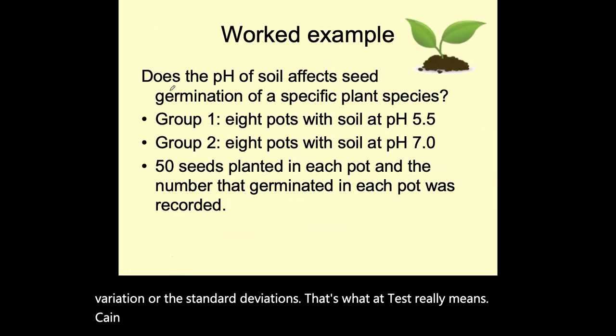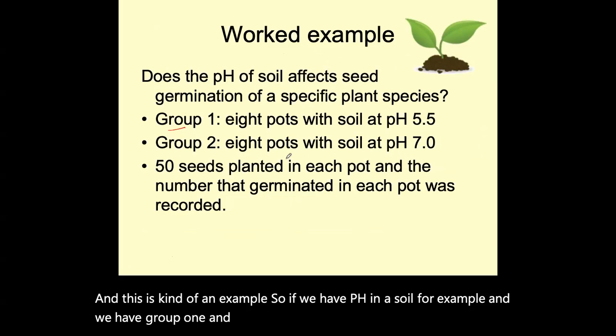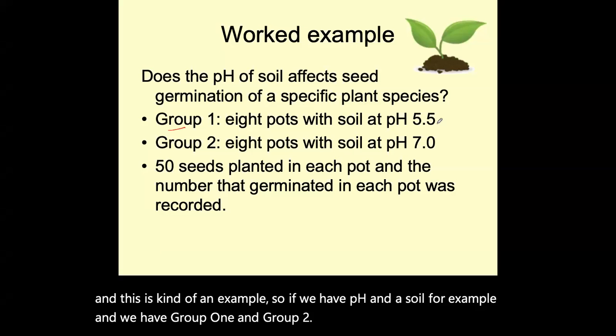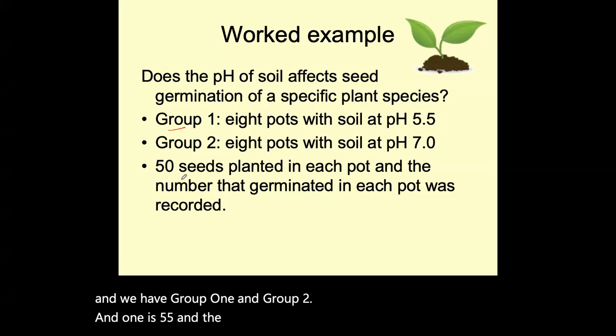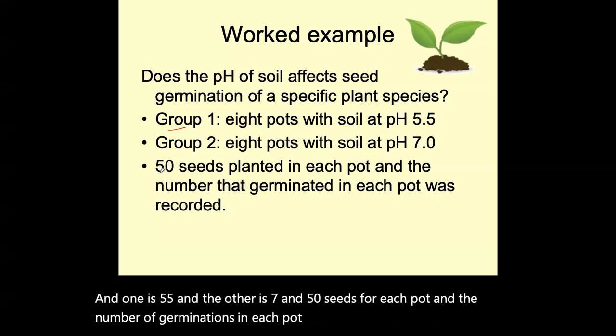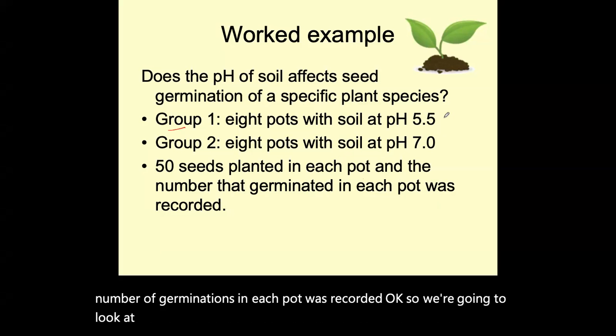And this is an example. If we have pH in a soil, for example, and we have group 1 and group 2, where one is 5.5 and the other is 7, and 50 seeds for each pot, and the number of germinations in each pot was recorded. Okay, so we're going to look at growth rate dependent on pH level.